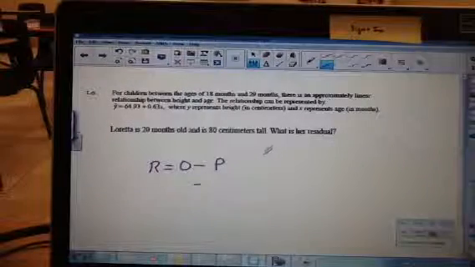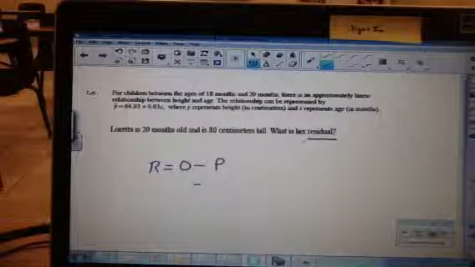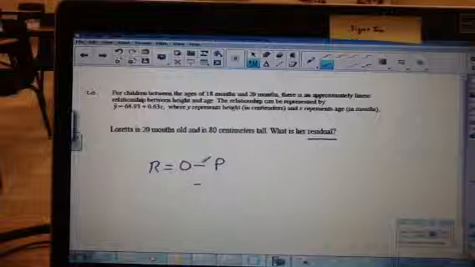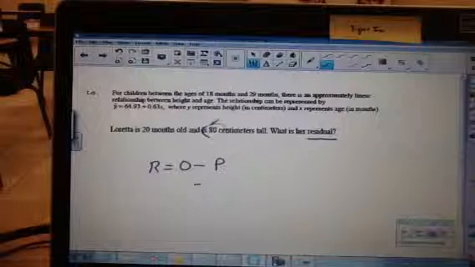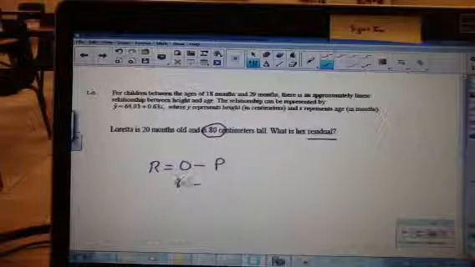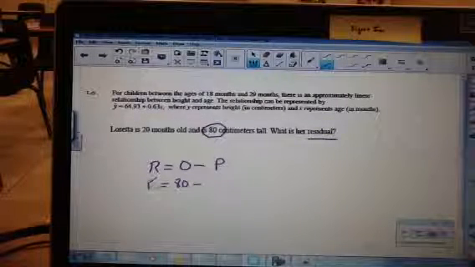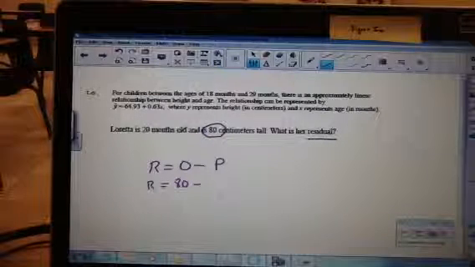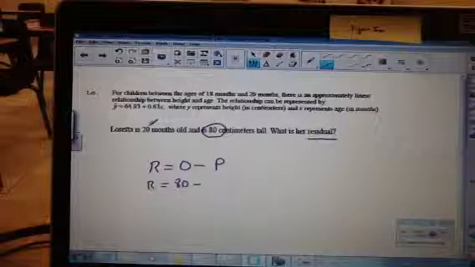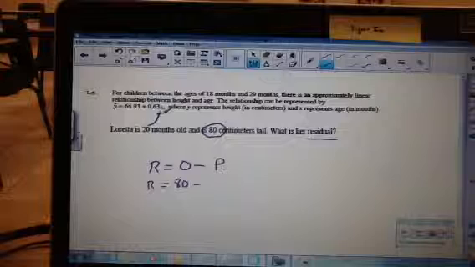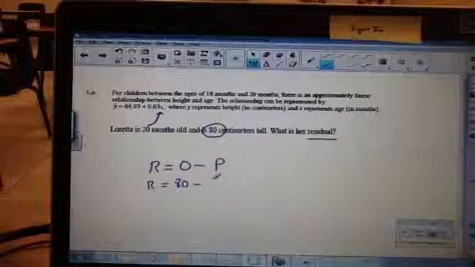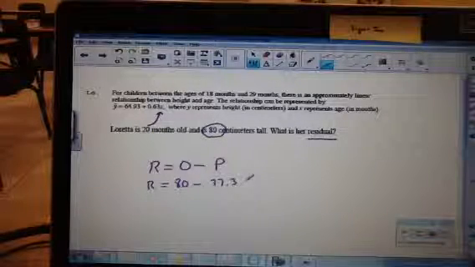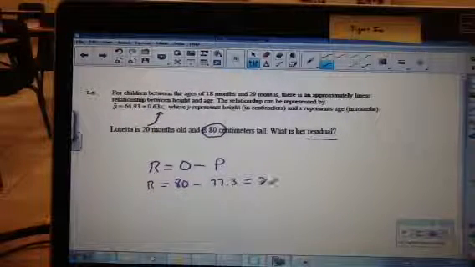Okay, last problem. We need to calculate the residual, and the formula for that is R equals O minus P. We have the observed value of 80. So we need to find the predicted height for a 20-month-old. To find the predicted height, we take 20 and plug it in for x. You should get about 77 and some change, which should give you a residual of about 2.7.